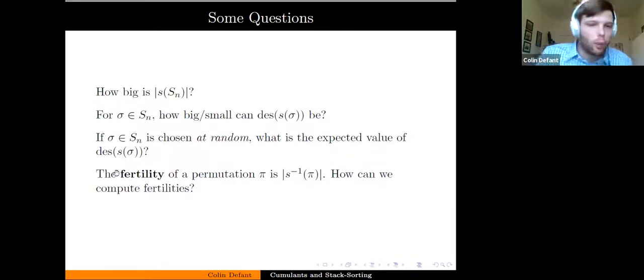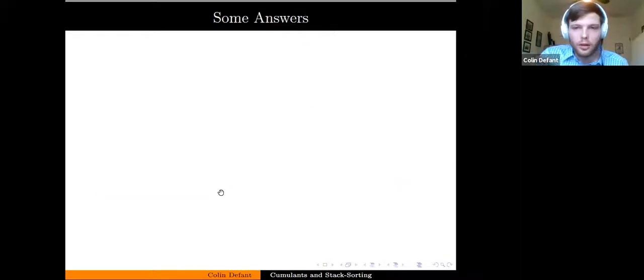And finally, Julian West defined the fertility of a permutation pi to be the number of pre-images of pi under this stack sorting map. So the last question here is, how can we efficiently compute fertilities of permutations? If you give me some permutation, how can I efficiently figure out how many pre-images it has under this map? So here are some answers to these questions, not all of them.